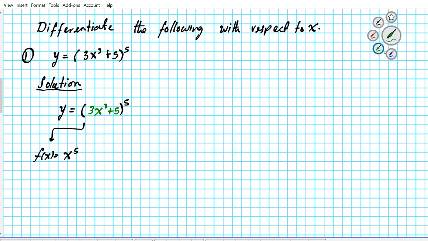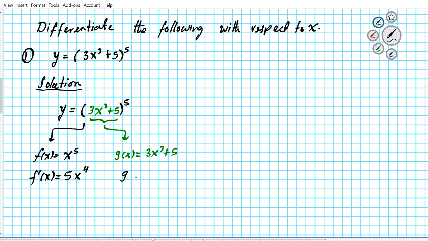And the inner function, we're going to call that g. A lot of textbooks call it u. It doesn't really matter, so we're just going to call it g. Okay, so we decompose first. And then what we're going to do next is we're going to differentiate both of them. Okay, so let's differentiate the outer function. Applying the power rule, f prime of x is power down x to the power minus 1, which is 5x to the 4.